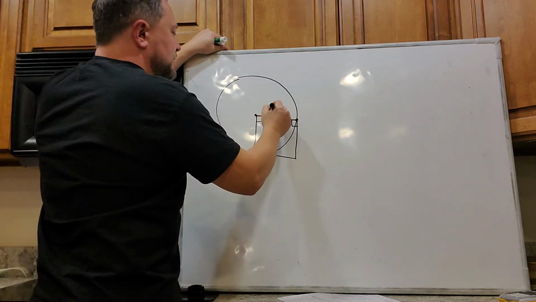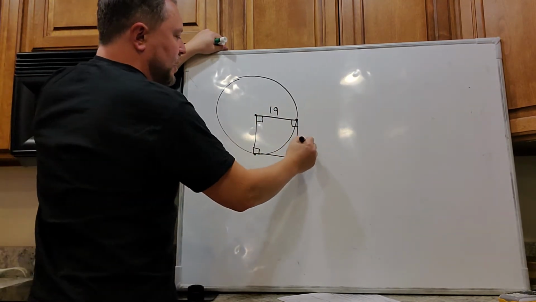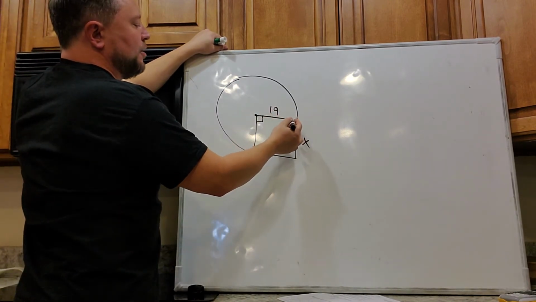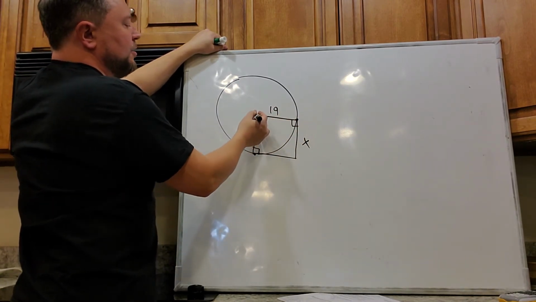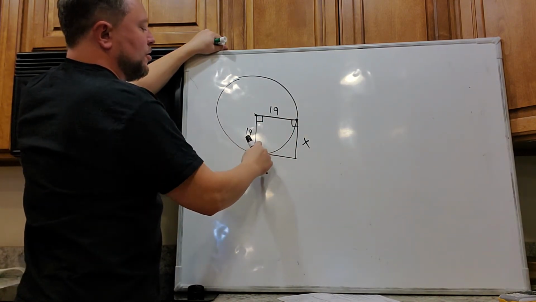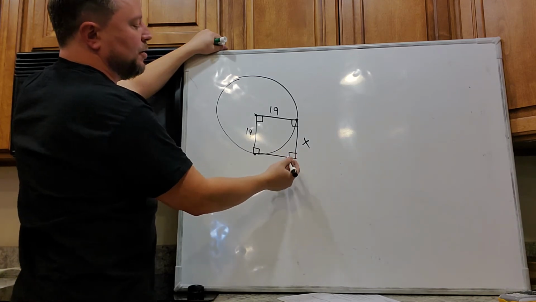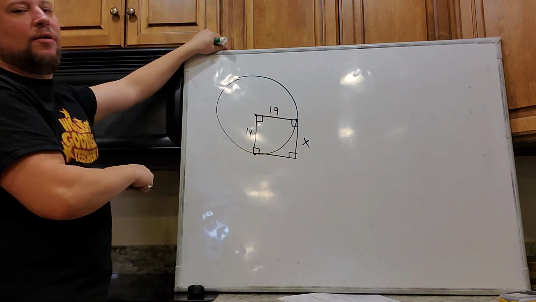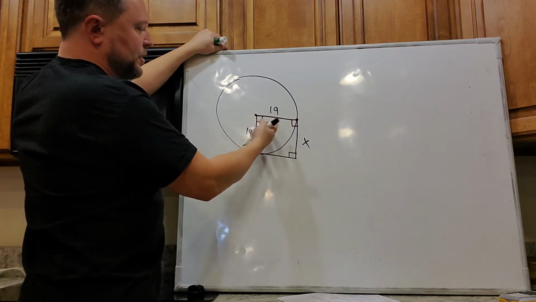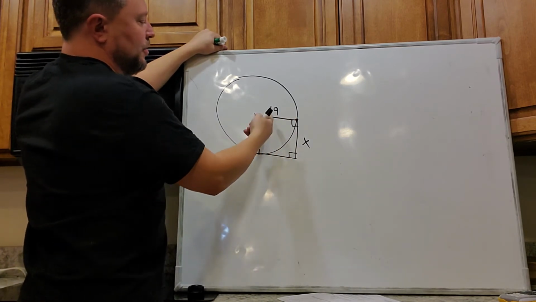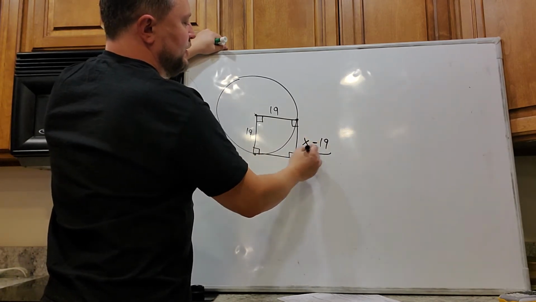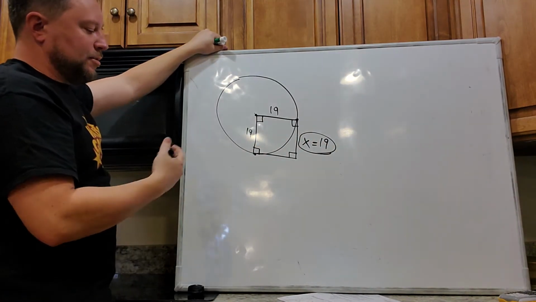But suppose that's 19, and then I said, all right, find x. Well, that's a radius from the center of the circle out. This is a radius from the center of the circle out. These are all right angles, so that's got to be a right angle, because in a quadrilateral, all the angles add up to 360. You'll notice then that this is actually a square, 19 by 19, so this has to be 19 as well. So that's a nice easy one.